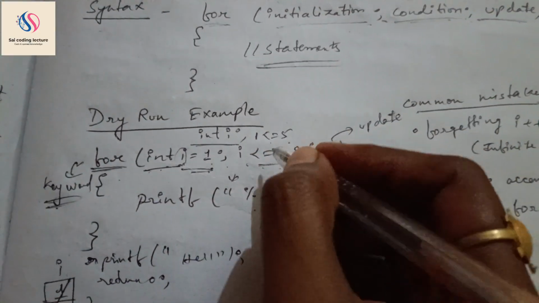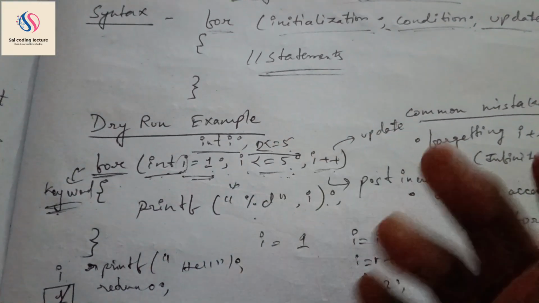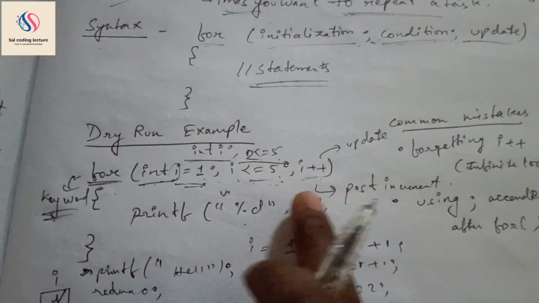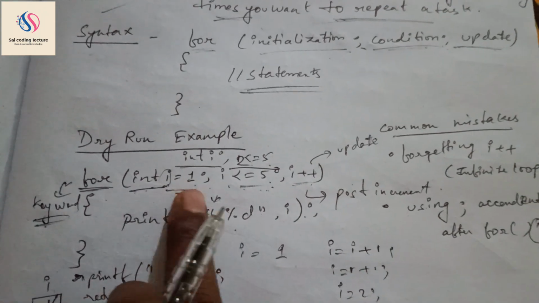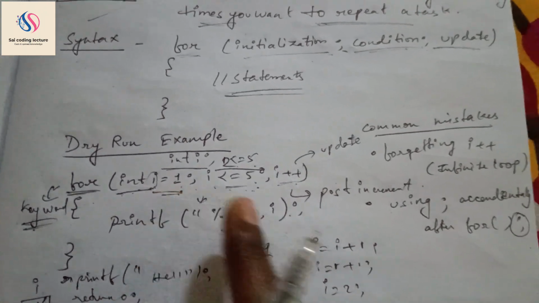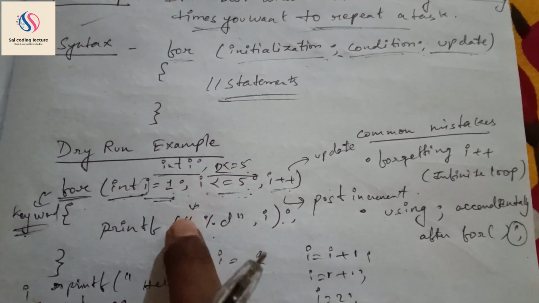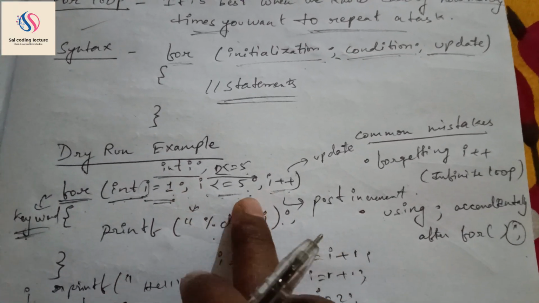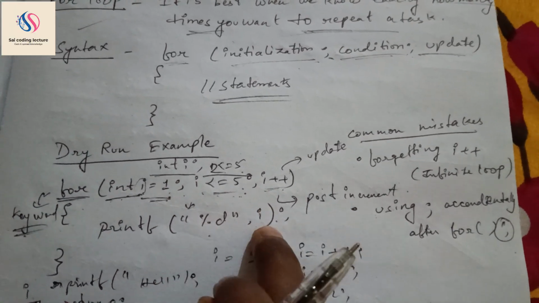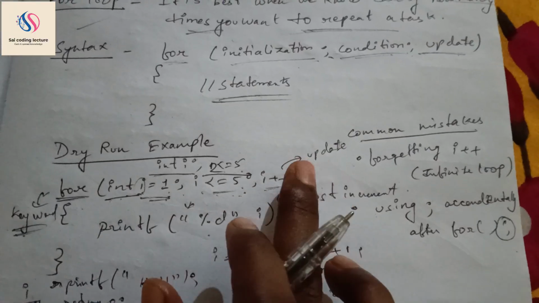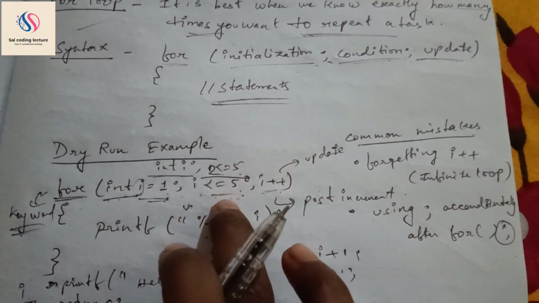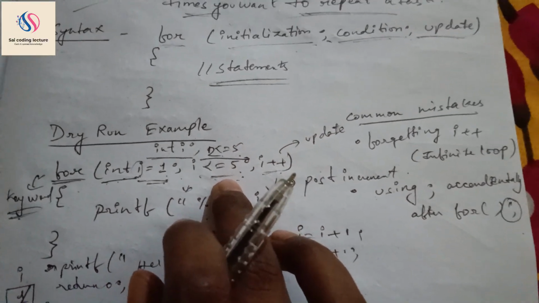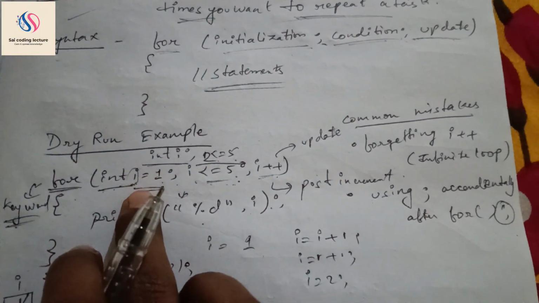Again i++ makes it 2, and again it will check the condition. Now the current value of i is 2. It will not go for the initialization again. Keep in mind that as soon as the first condition is true, it enters the statements, executes them, and then updates the variable. After updating, it goes to check the next condition. It will not go to the initialization process.